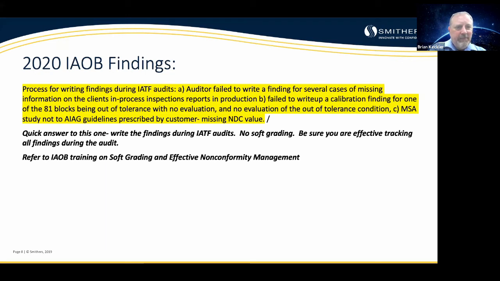Also an MSA study that was not to the AIAG guidelines. In this case, it was missing the NDC value, number of distinct categories. So I think what we've seen, and there's 2 or 3 findings in here that we're going to go over, is that the IOB is expecting us to write findings, even if it's one-off occurrences and things like that. If it's a violation of the requirements, it should be a finding. And if we're missing those as auditors, shame on us for not writing those. And really, the quick answer to this one basically is write the findings.